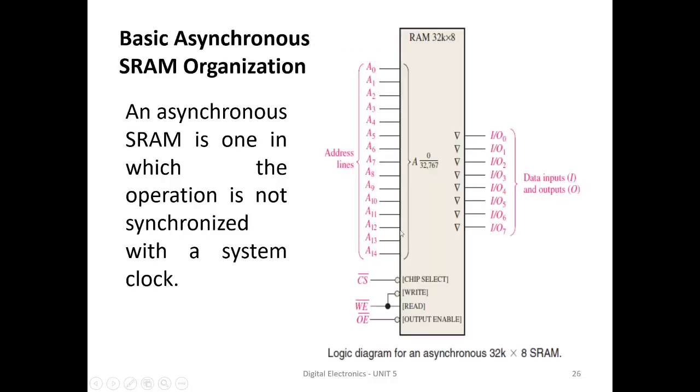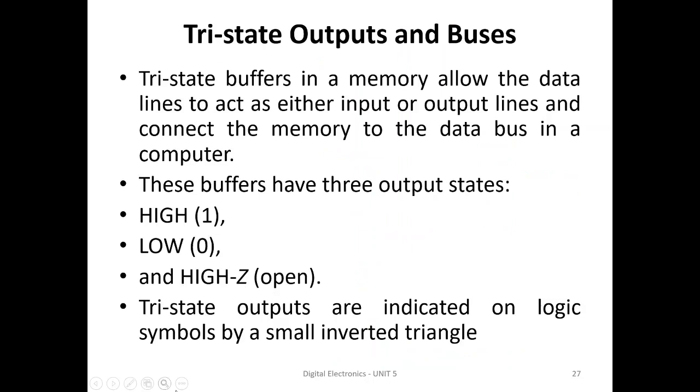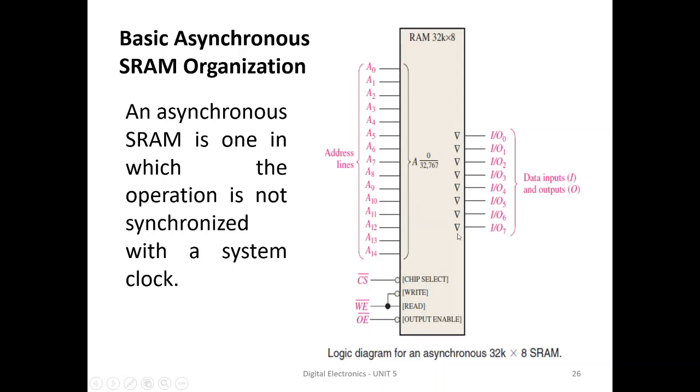In this diagram, if you see, this is your tri-state buffer. This particular output, I can make it an input also, I can make it an output also. If I don't want it, I can leave it open. That is what is specified in this one. So a tri-state output is indicated on the logic symbol by a small inverted triangle. See, this is the specification. Like this only it is specified for a tri-state buffer.